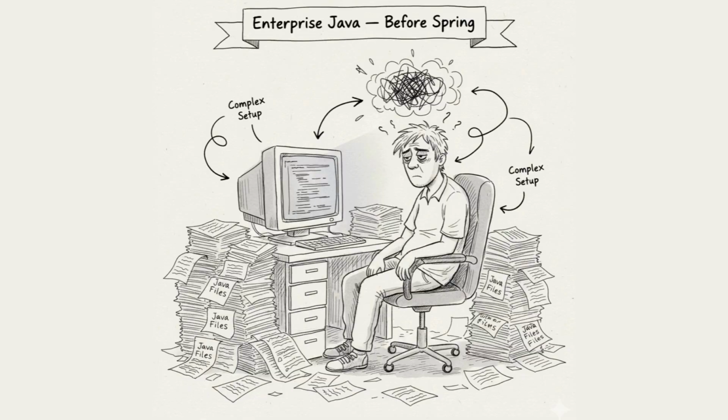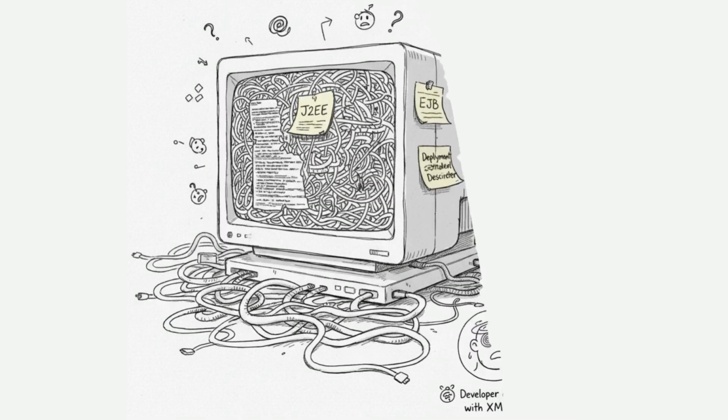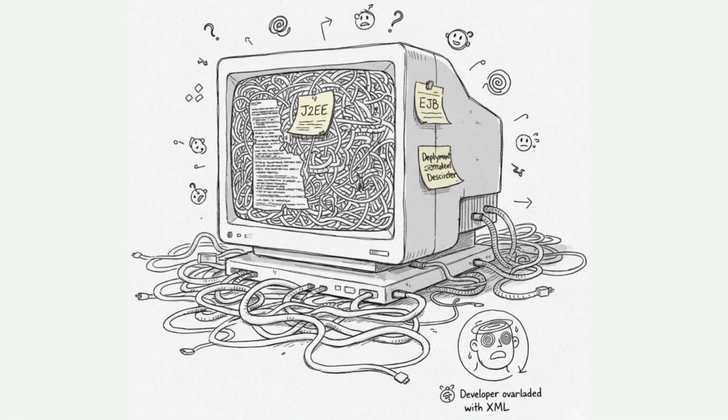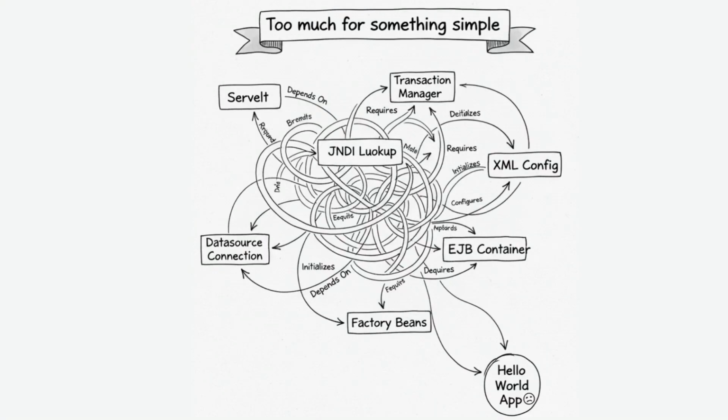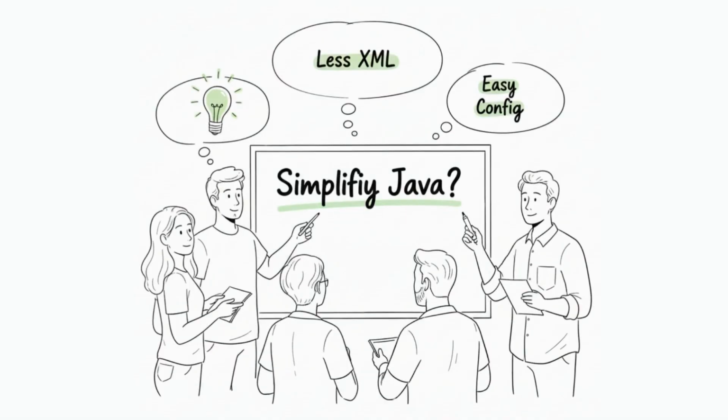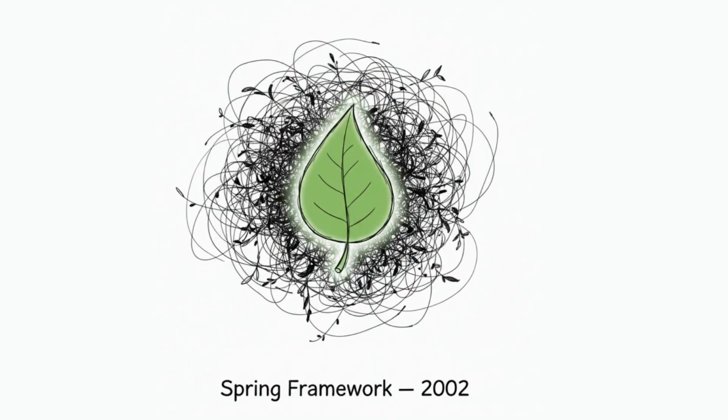Before Spring came into the picture, building enterprise applications in Java was not exactly smooth. Back in the early 2000s, we used J2EE. In J2EE, there was tons of XML, complex configuration, and too much boilerplate code. Even a simple web app required servlets, transaction management, and lookup code just to get something basic running. Developers wanted something lighter and easier to work with. And that's when Spring was born.